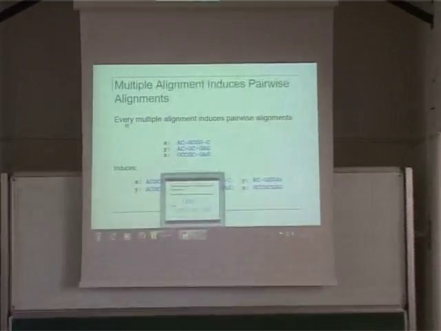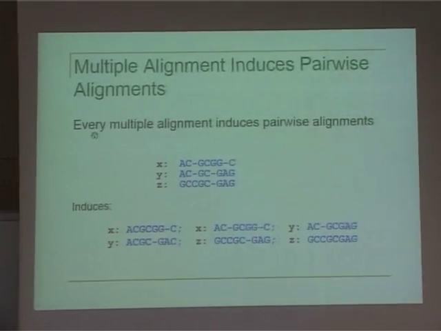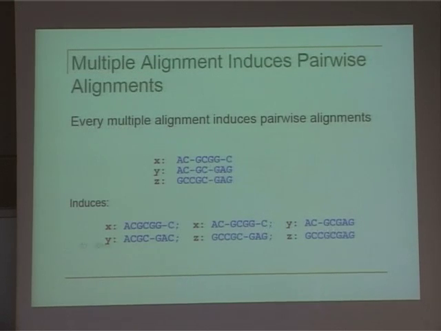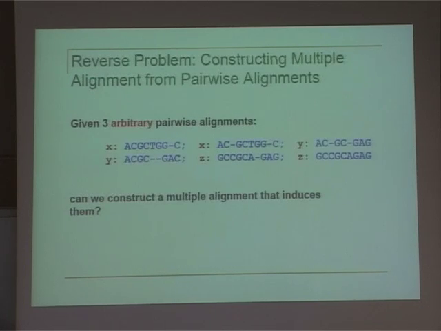Now, let's consider the inverse problem. A given multiple sequence alignment may induce these pairwise alignments. We know we can compute these efficiently: each of these k-square pairwise alignments can be computed in n square time. If we have these, can we go back from these individual pairwise alignments to build a multiple sequence alignment? Here are three arbitrary pairwise alignments which are optimum. Each of these pairs is optimum. Can we construct a multiple alignment that is going to induce them?